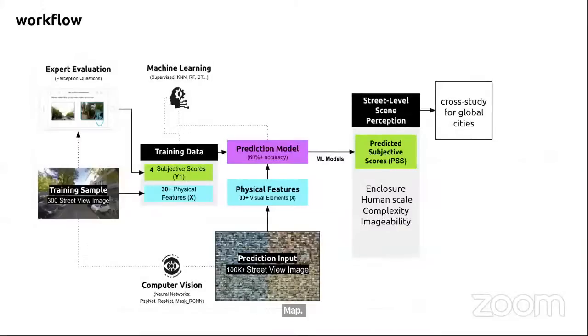And this is the workflow. We collect thousands of street view images from Baidu API and randomly selected 300 of the images. Architectural experts are asked to evaluate the street quality of the 300 images. We can also obtain the physical features by applying computer vision to the images. Then we can train the machine learning model based on the subjective score and the physical features of those 300 images, and use this model to predict the subjective score of the total street view images. We also conduct the core study of the subjective score for global cities.